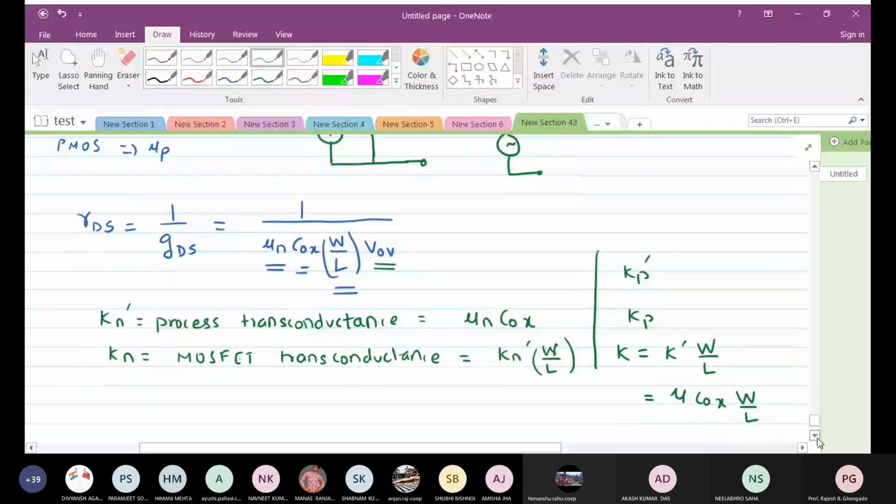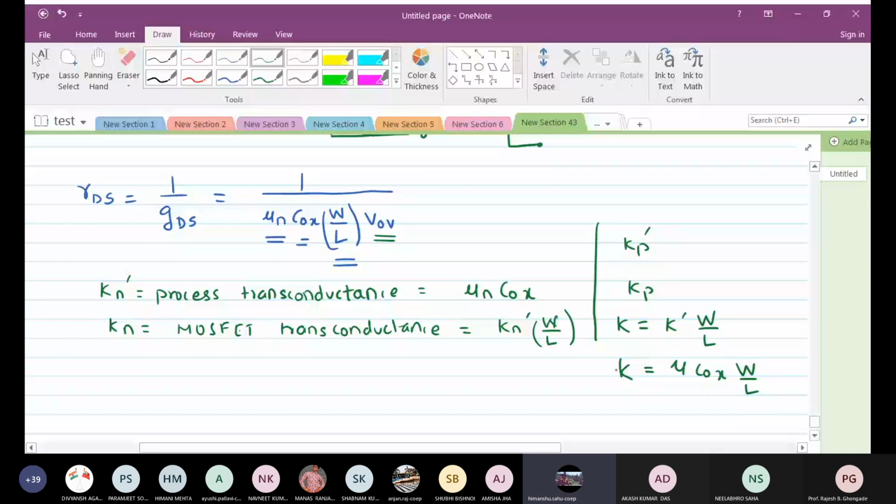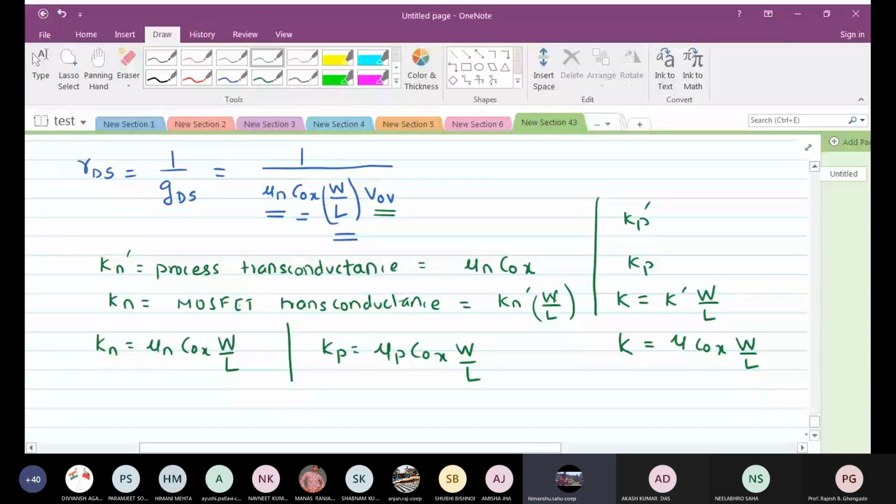Naturally, this is a general term. This is applicable for CMOS as well as NMOS. When you talk about NMOS, this will take the form Kn is mu n COX W by L. If it is a PMOS, it will be Kp, which is equal to mu p COX W by L. Is that clear to all of you? Yes, sir.